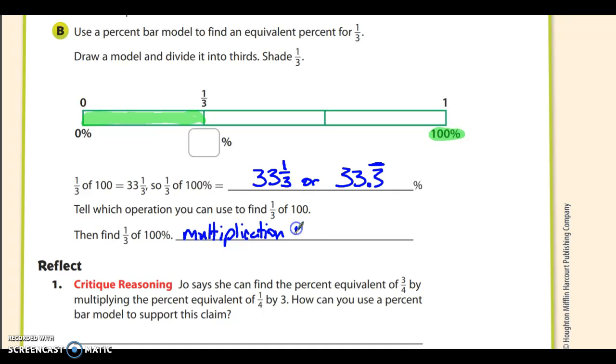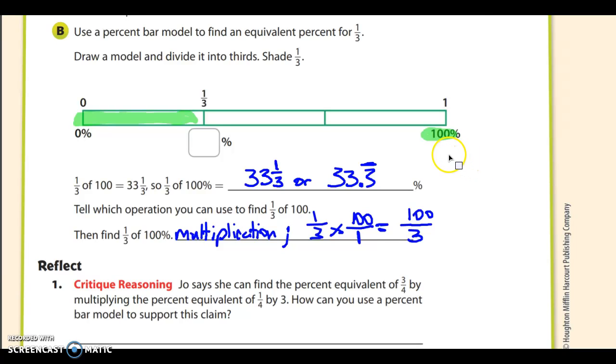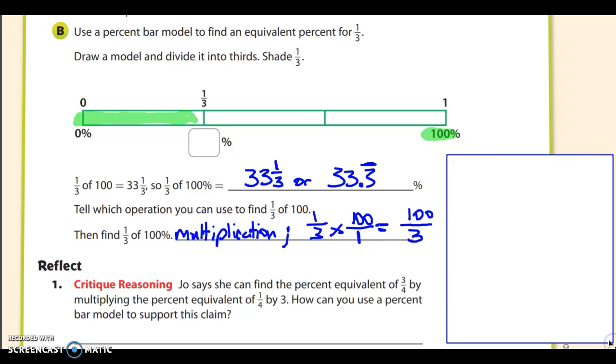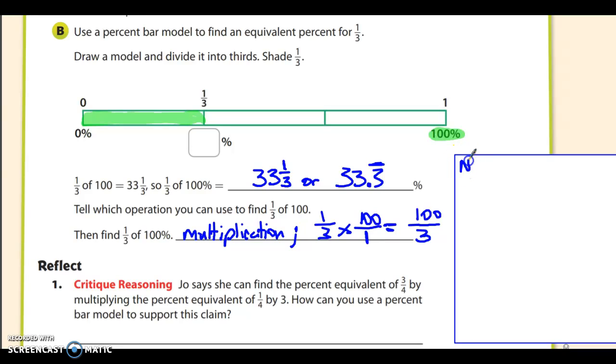because 1/3 of 100 means 1/3 times 100 over 1, which is 100 over 3. And then, even though we wrote multiplication because it is a multiplication problem, we now actually divide 100 divided by 3. Now this is the interesting part, and I think you really need these notes right here. So on the margin, you need to have these notes.